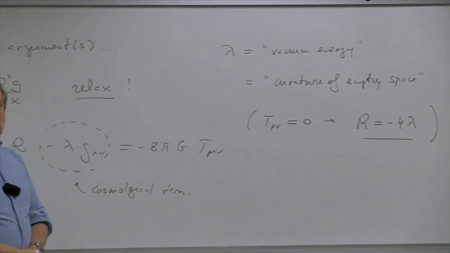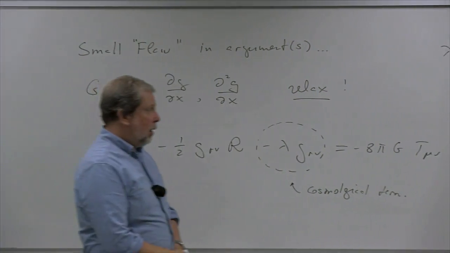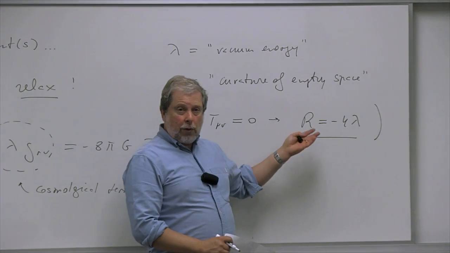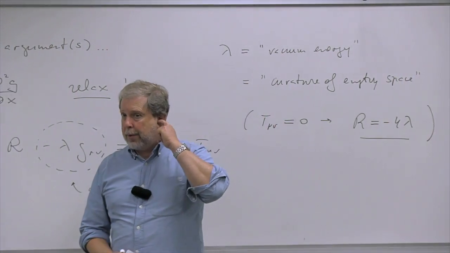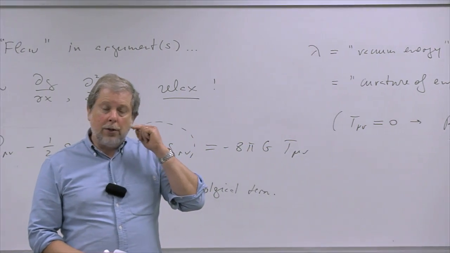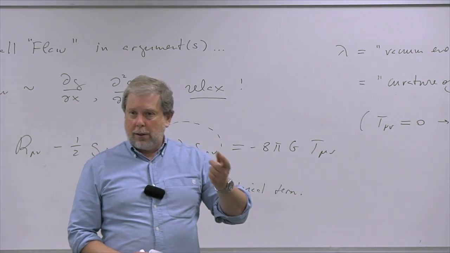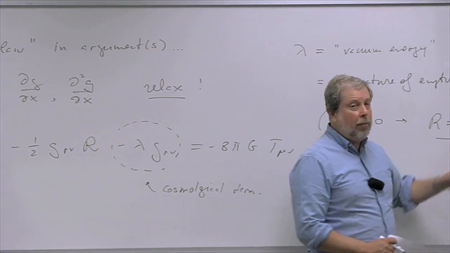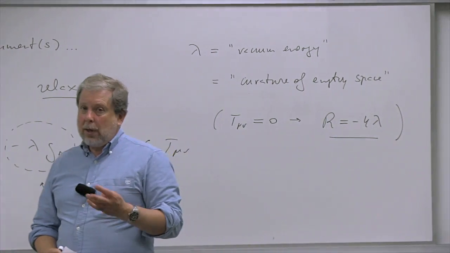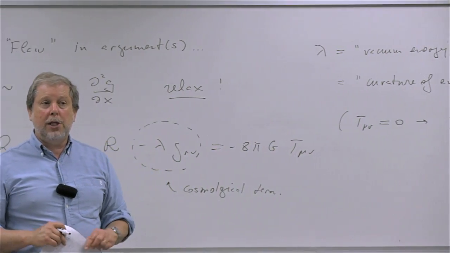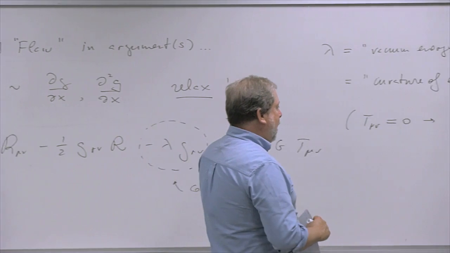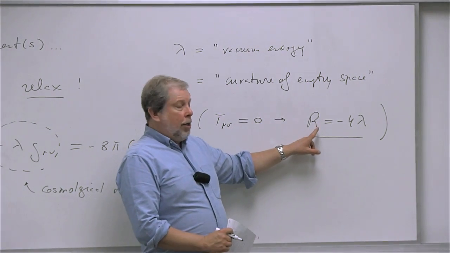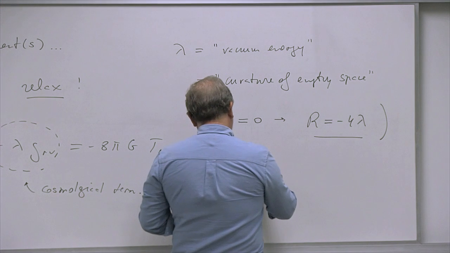So if there are no matter sources, then the scalar curvature is -4 lambda. So if lambda is 0, of course, the scalar curvature is 0 throughout empty space. But if lambda is non-zero, then there is some sort of intrinsic curvature everywhere, which is constant, because this lambda is a constant number. So lambda can be described as a curvature of empty space. And from this relationship, or the original one, you can see that lambda has dimensions.